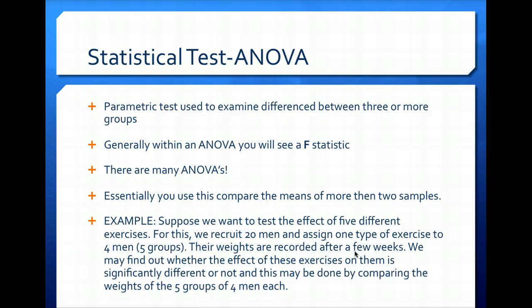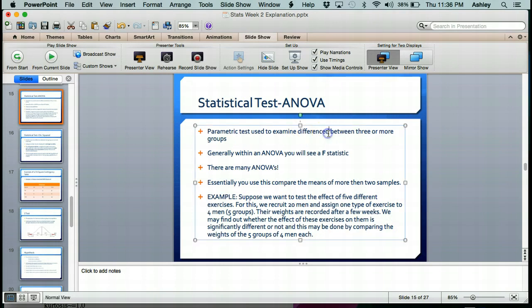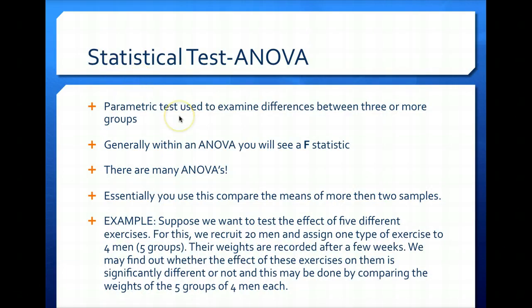ANOVA. This is another one you will see fairly often. This is a parametric test used to examine differences between 3 or more groups. Generally within an ANOVA, you will see an F statistic. This is what you will find when you're looking at different charts.